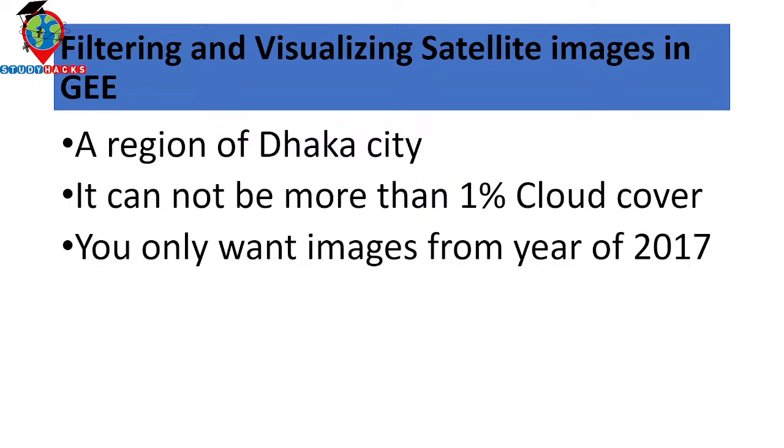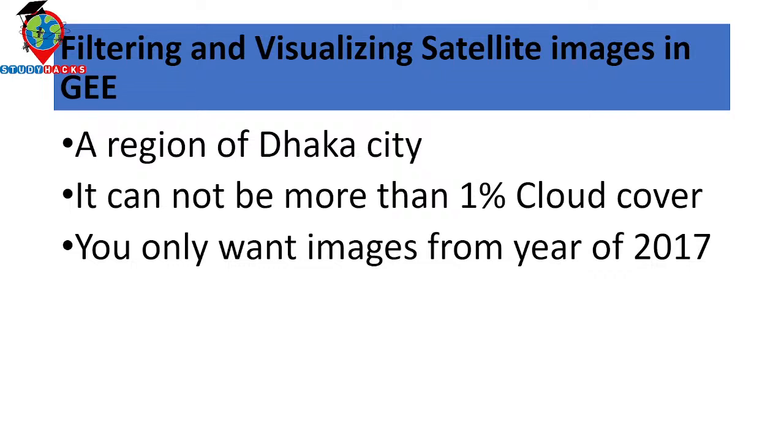So when you filter any satellite images in the Google Earth Engine platform, it basically depends on three factors. The first factor is the region of interest, the area you need the image for. I need the image for Dhaka city, so I simply import my Dhaka city boundary shapefile. And I need the image with less than 1% cloud cover, so I simply filter and get only those images with not more than 1% cloud cover. And finally, I need the image for the year 2017, suppose rainy season or any specific month.